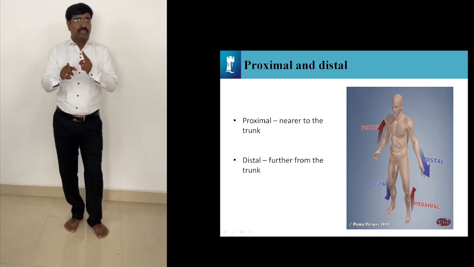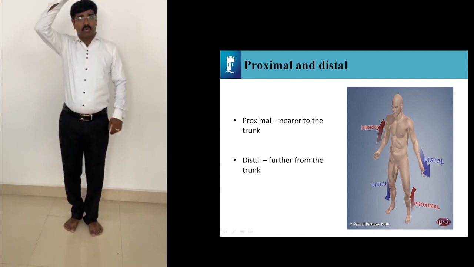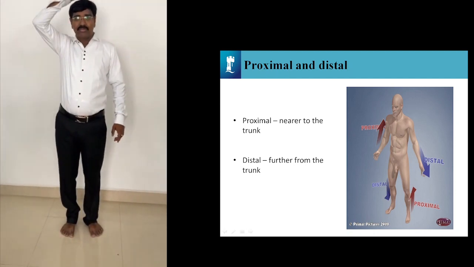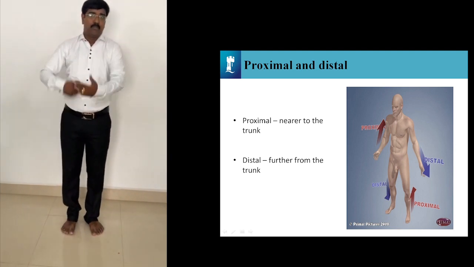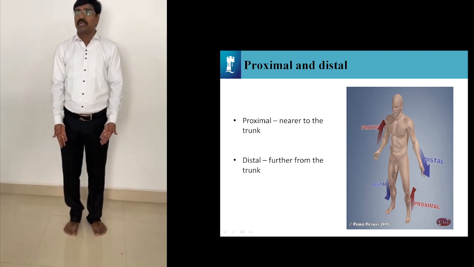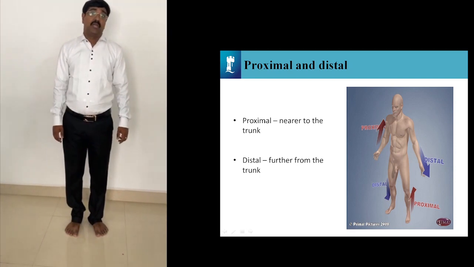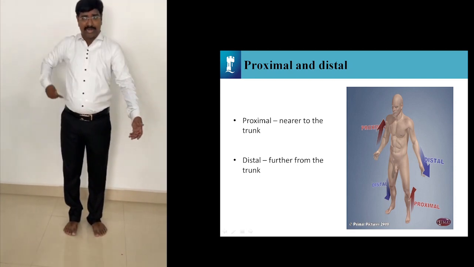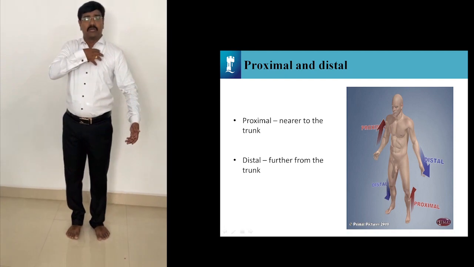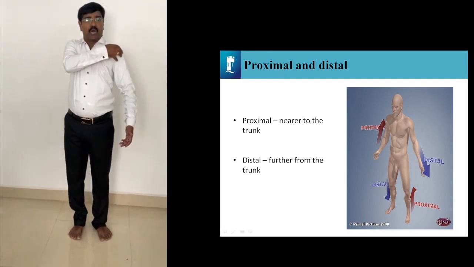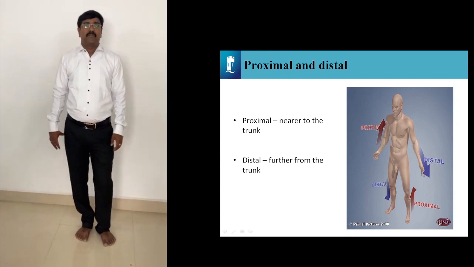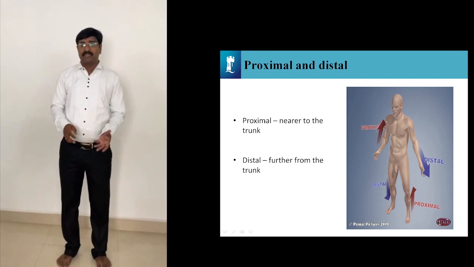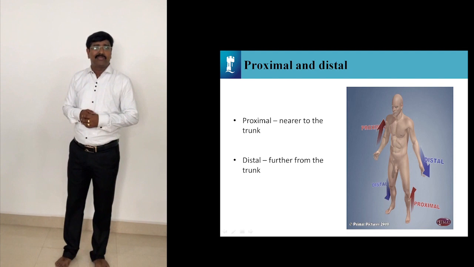So don't confuse it with superior. What is this one? No one is above my top, so this is what? Superior. And nothing is further down than the toes, so that is called what? Inferior. Same way, the one which is attached to the trunk is called what? Proximal. And this one is called what? Distal.